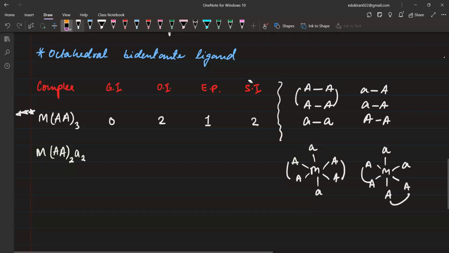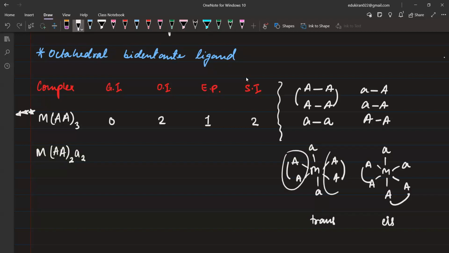Now here we have a name for this. Once more, it is important that when you have MAA twice and then A2, this form is known as the cis form. The other becomes trans, because the same things are opposite to each other. This is the trans form, where the bidentate ligand is opposite to each other and the monodentate ligand is also opposite to each other. And the other case is the cis form. Clear, guys? Yes or no?